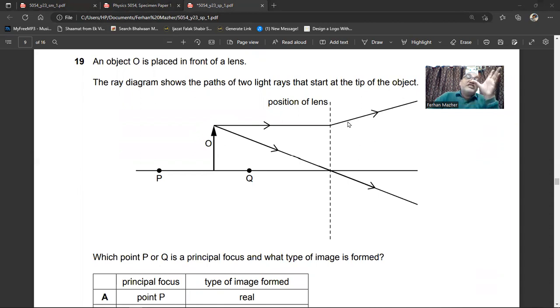But this ray, look at this ray. It is diverged because it's parallel to the principal axis. After passing through the lens, it has diverged. So when this happens, that means this lens is basically a diverging lens. So if this lens is a diverging lens, then I can prolong this emergent ray. And when it cuts the principal axis, that will be my principal focus.